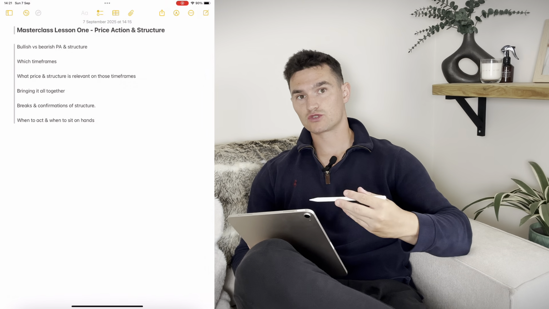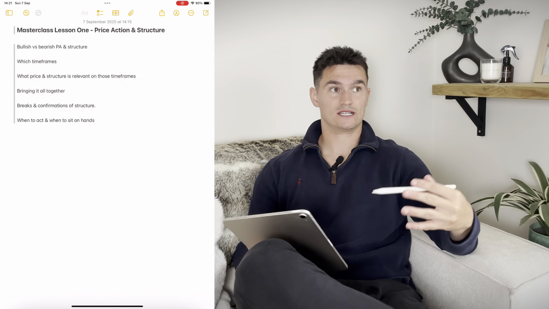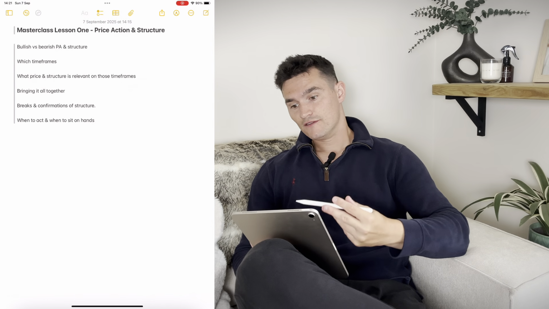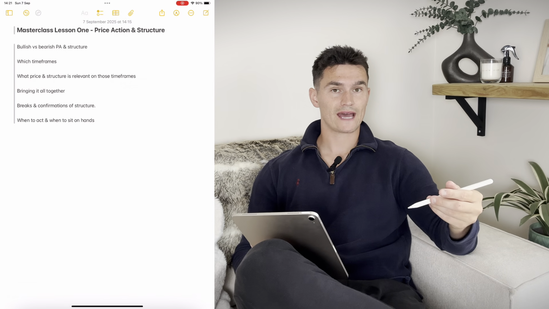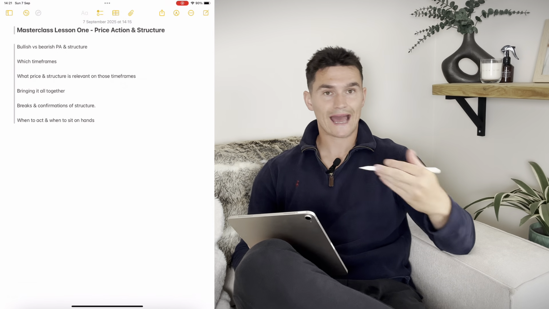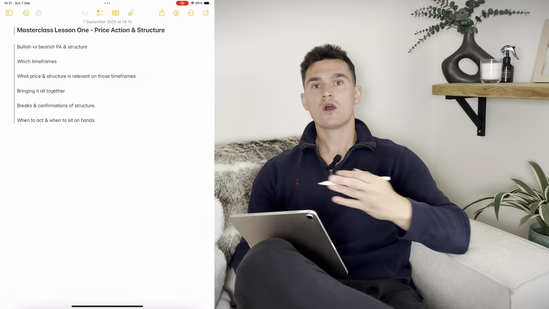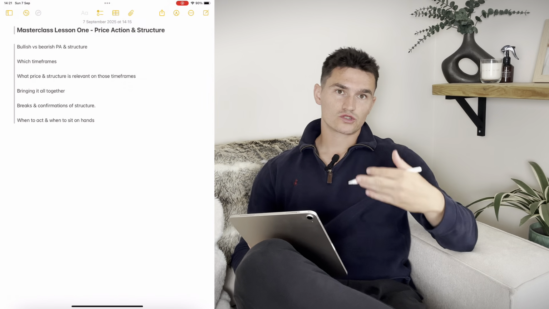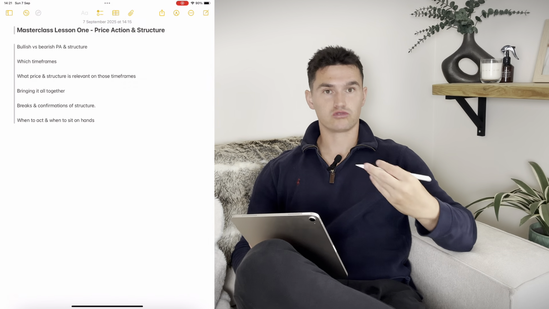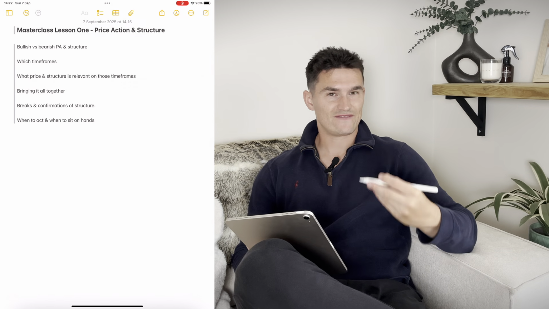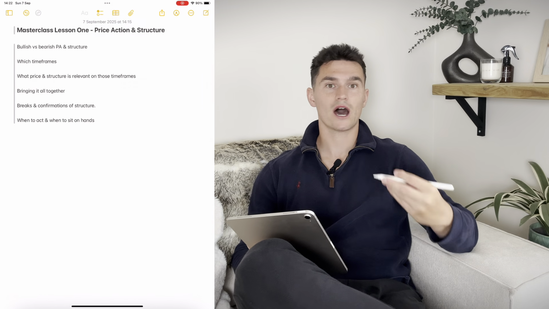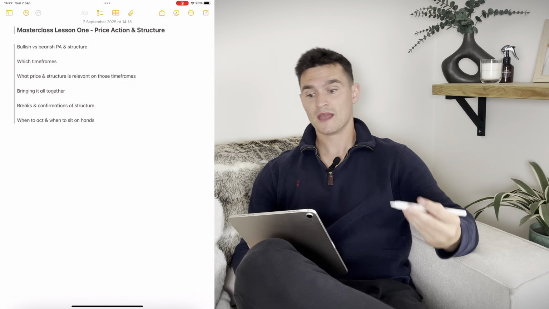What can we trust? What should we ignore? Again, because there's a lot of noise at times. Thirdly, what price and structure is relevant on those time frames? Okay, how much do we need to account for? How much do we need to look at? What is irrelevant? What do we need to take into account to make a proper decision and judgment to help us formulate eventually a fantastically highly confluenced, highly trustworthy area of interest.